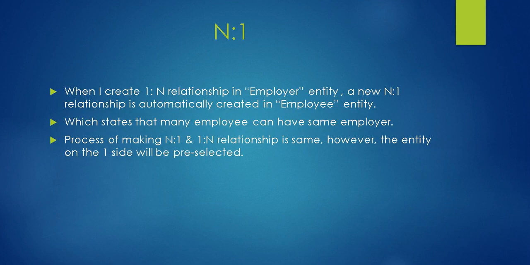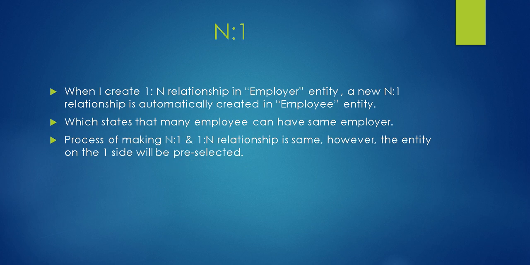So basically when I create 1:1 relationship in employer entity, a new N:1 relationship is automatically created in employer entity. It means that multiple employees can have the same employer. If I have Avengers as my company, my organization, then my colleagues are also working in this same organization. So that is N:1 relationship. The process of making N:1 and 1:1 relationship is the same. However, the entity on the one side will be pre-selected.